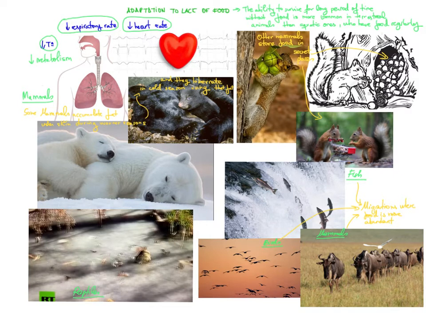And the last adaptation to lack of food is migration. We can find migration in fish, birds, mammals. Where do they move? Okay, they move where food is more abundant.